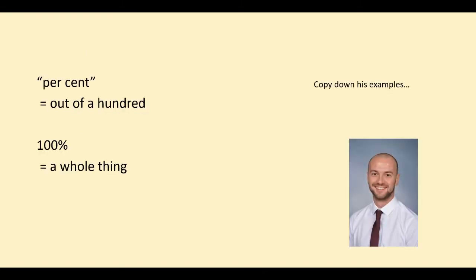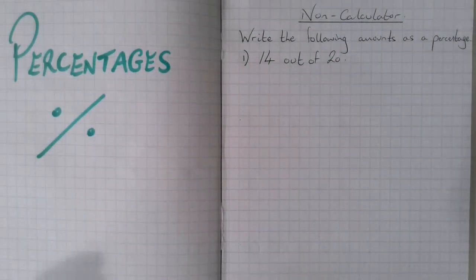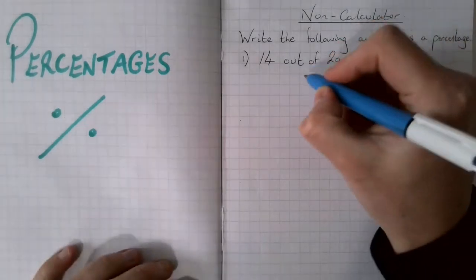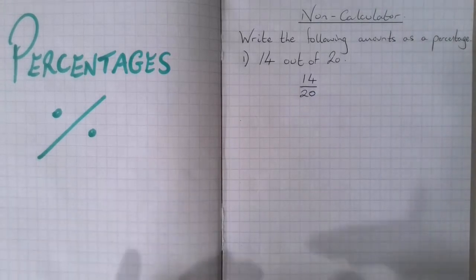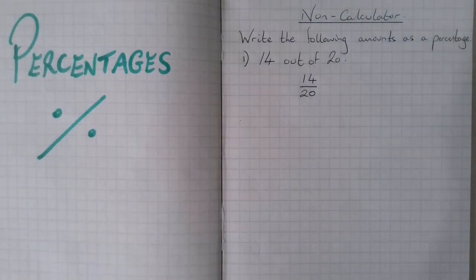For that, I'm actually going to hand you over to Mr. Thomas here, because he's got a really good explanation of it. He uses the idea that percent means out of 100. And a type of question that you may get asked is to write the following amounts as a percentage. So the first example we're going to do is 14 out of 20. And what I'm going to do to start off with is write these two numbers as a fraction. So 14 over 20, or 14 out of 20. Now percentage actually means out of or per 100. So I need to make this fraction out of 100.